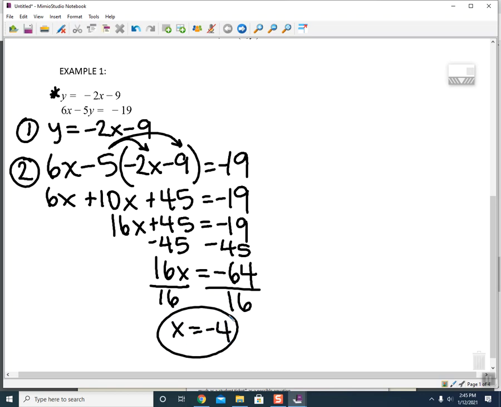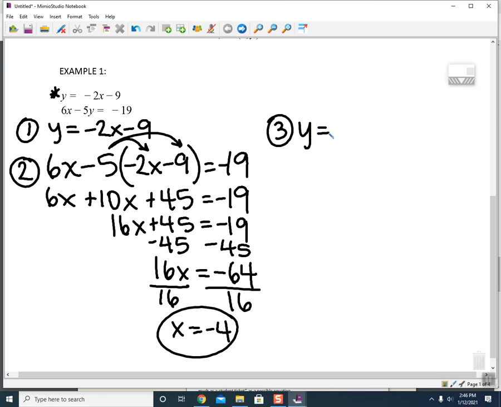That's step 2. So step 1, I want one of my equations to look like y equals something or x equals something. Step 2 is that I'm going to substitute what I get from step 1 into my second equation and solve. When I solve, I'm going to get a value. The value that I got was that x needs to equal negative 4. So step 3 then, I'm going to take this x equals negative 4 and plug it back into my original equation to figure out what y needs to equal.